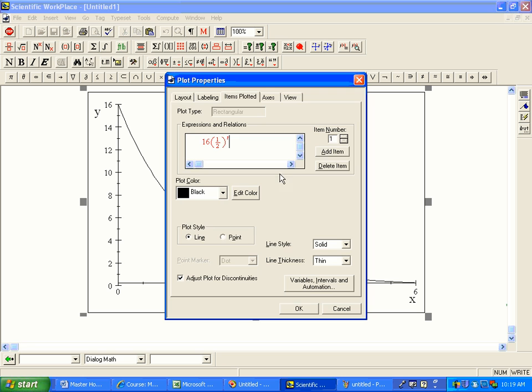Well, let's also plot 16 times 1/2 to the t over 100.